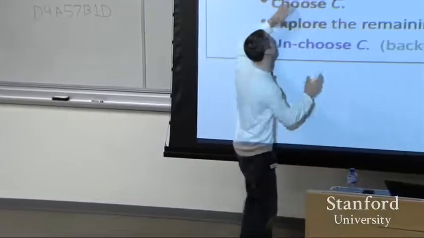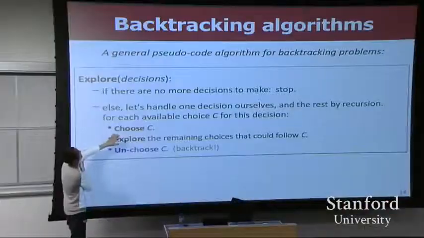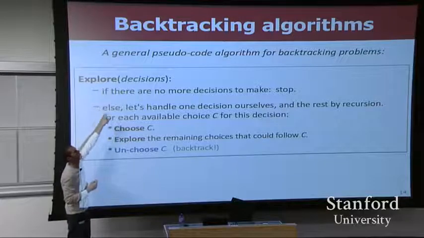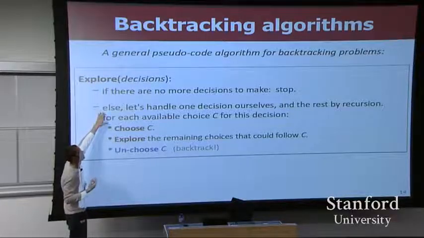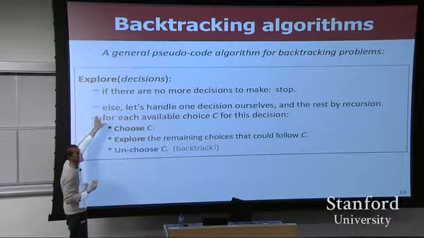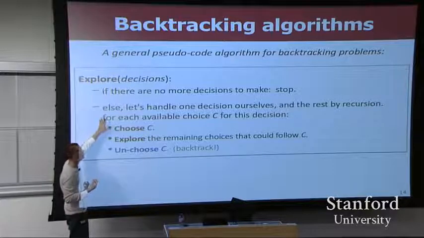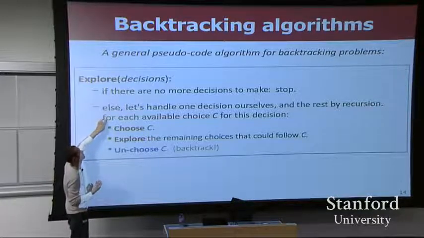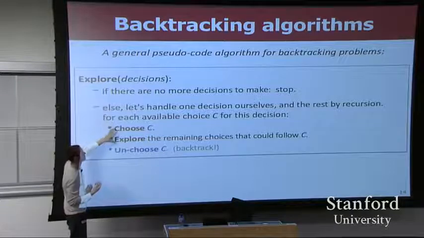And there's a little bit of dressing around the choose, explore, unchoose. The idea is, well, base case is there's no decisions to make. Recursive case is, well, there are some decisions to make. We're not going to make all of them in this call. We'll make one of them. So for each of the possible choices we could do for that one decision, we'll choose it, explore it, and unchoose it.